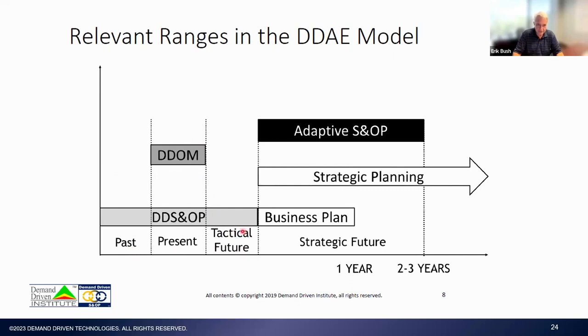Oftentimes that's a shorter horizon, maybe 13 to 26 weeks in most environments. But the actions and the resulting thoughts that we're going to carry in a DDS&OP environment, by definition, will be different than those that are more in the adaptive end, where you're thinking larger grain, longer term strategies and actions. You're not really trying to adjust what you're doing today.